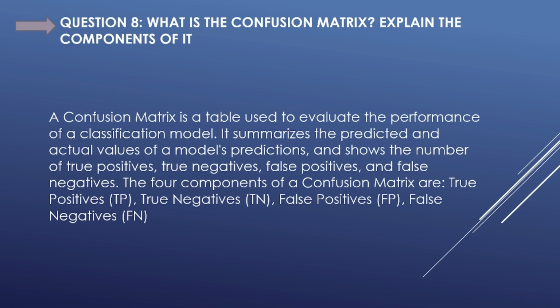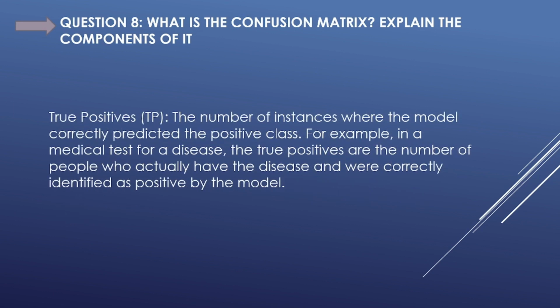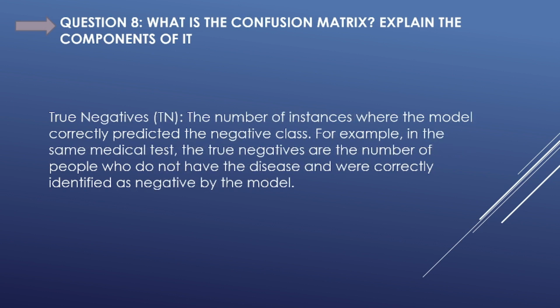Once again, let's examine them. True positives: the number of instances where the model correctly predicted the positive class. For example, in a medical test for a disease, the true positives are the number of people who actually have the disease and were correctly identified as positive by the model. True negatives: the number of instances where the model correctly predicted the negative class. For example, in the same medical test, the true negatives are the number of people who do not have the disease and were correctly identified as negative by the model.